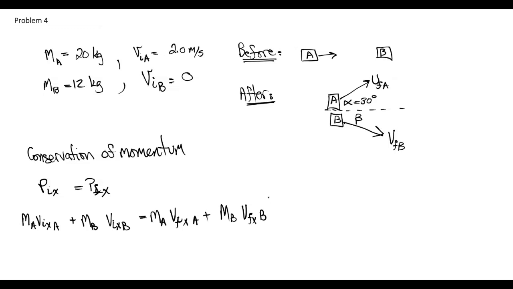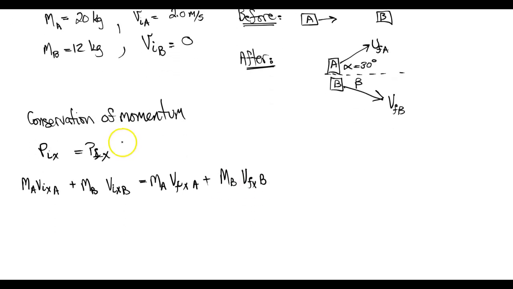And so we can solve for the final velocity in the x direction for robot B and say that that's mass of robot A initial velocity in the x direction for robot A plus mass of robot B initial velocity in the x direction for robot B minus mass of robot A times final velocity in the x direction of robot A, all of that over the mass of robot B.